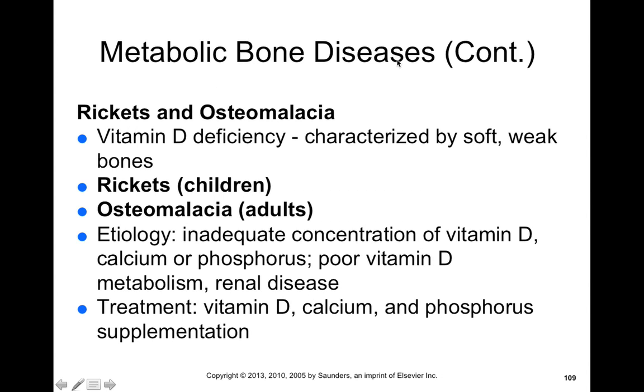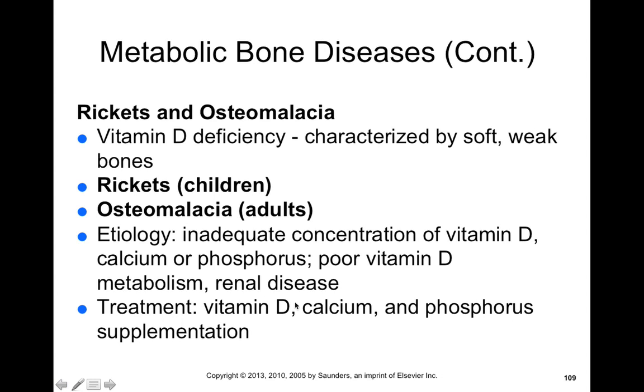Now, other metabolic bone diseases include things like rickets and osteomalacia. Now, these are both caused by vitamin D deficiency. We know that vitamin D is necessary for proper calcium absorption. We call it rickets in children, but osteomalacia in adults. Now, the etiology is just dependent on what that source of vitamin D deficiency is due to, right? But we know that vitamin D is necessary for calcium and phosphorus absorption. So if you have poor vitamin D metabolism, then you're not going to be able to absorb enough calcium and phosphorus in your diet to support your bones, so your bones become more brittle.